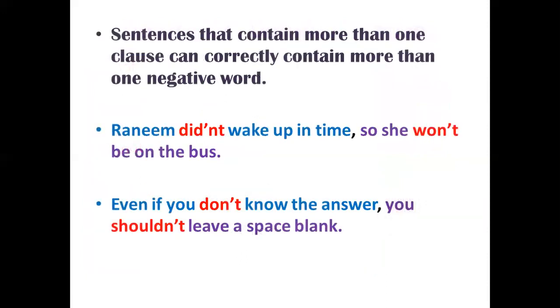So let's move on to how we can have double negatives in sentences that have more than one clause. Now, sentences that contain more than one clause can correctly contain more than one negative word. It means that only in a simple sentence we will not have a double negative. But if there is a compound sentence, we may have a double negative, each in a different clause, okay, and each working separately and meaning in its own context. For example, here it is.